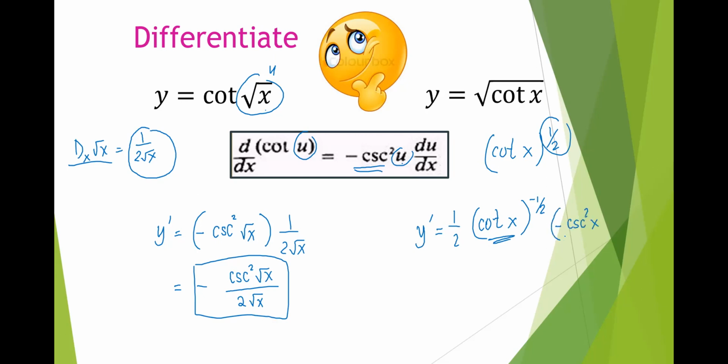Para hindi mapagkamalang subtraction, let's place that in a parenthesis. So we have negative, let's rewrite it this way, negative cosecant squared x. Ang mga denominators natin is 2, are 2. Tapos this is being raised to, magiging positive na yung 1/2, no? So cotangent x raised to the 1/2 is square root of cotangent x. Okay, so this is the nicer version of our answer.